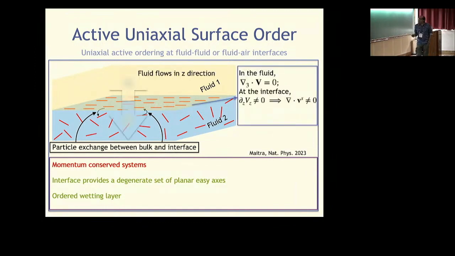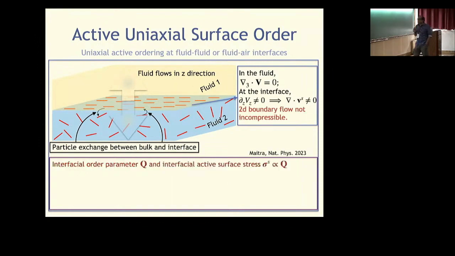And the important point here to note is that though the global fluid is incompressible, the interface itself, the surface velocity at the interface, the interfacial velocity field, is not incompressible. The reason is that you can have fluid flow in the Z direction, right? You have del Z VZ at the interface need not be zero. So the 2D boundary flow is not incompressible.